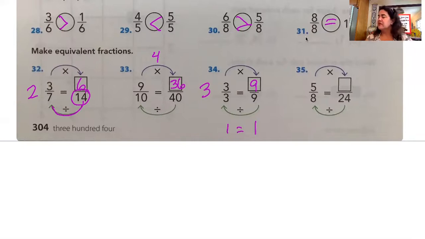Okay, 12 divided by 8 is, I'm sorry, that's not 12, Mrs. Mueller. You're right, second grade. 24 divided by 8 is 3. 5 times 3 is 15.